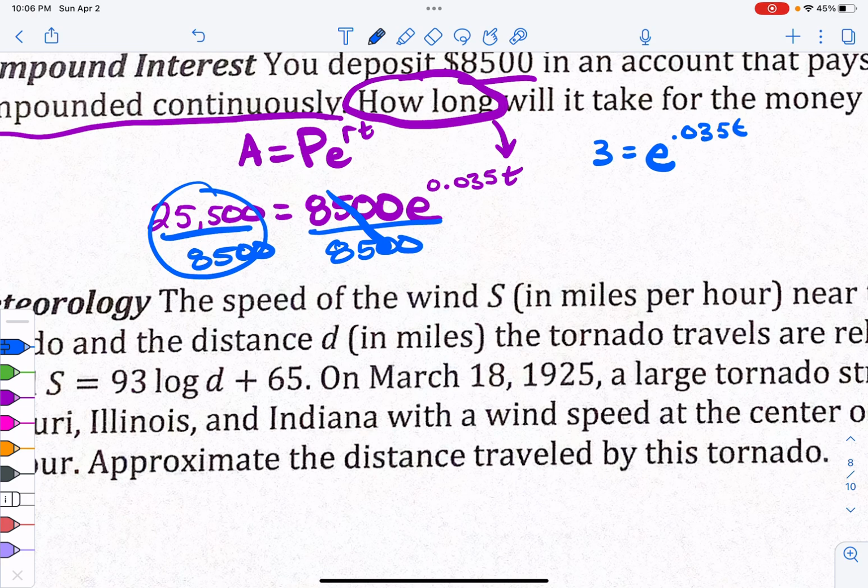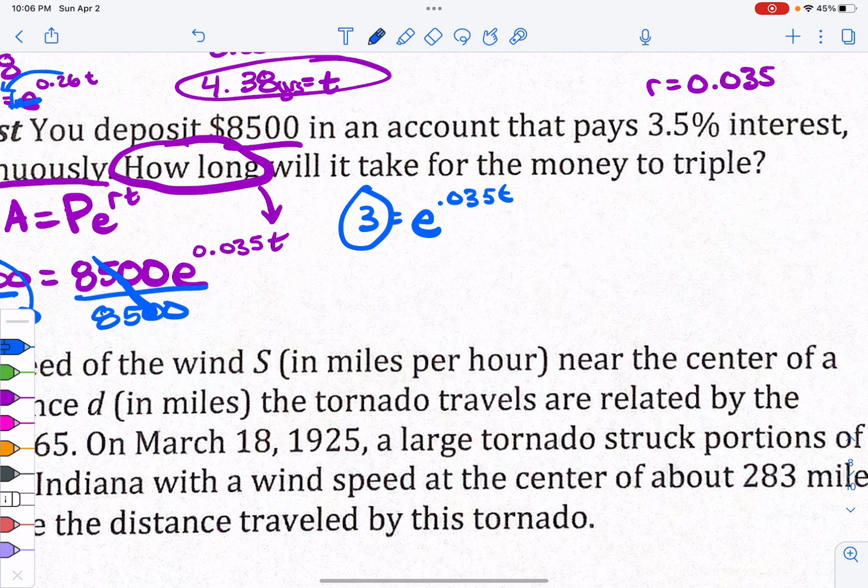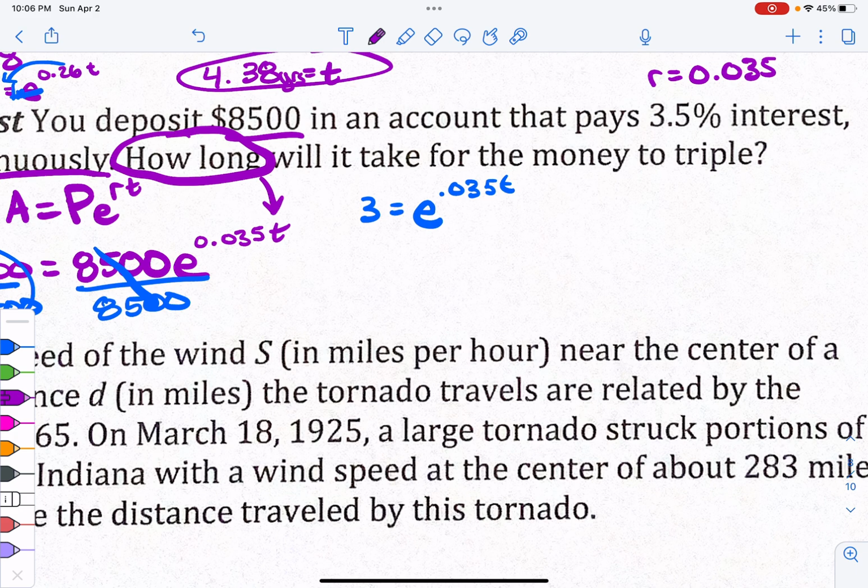If that number said how long it would take for the money to double, this would just be 2 over here, and then I would have no number in front of my e, right? Because that's what I'm going to do first, is divide it over, and it's going to become that amount. So if you want to start there and skip a step, you go for it.